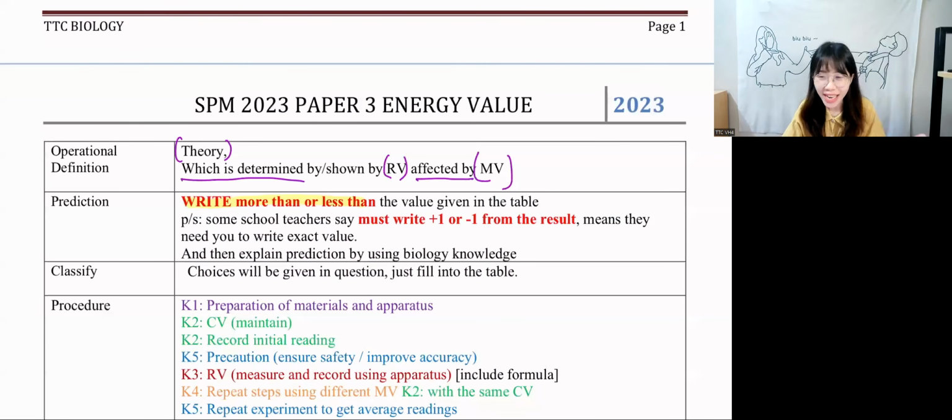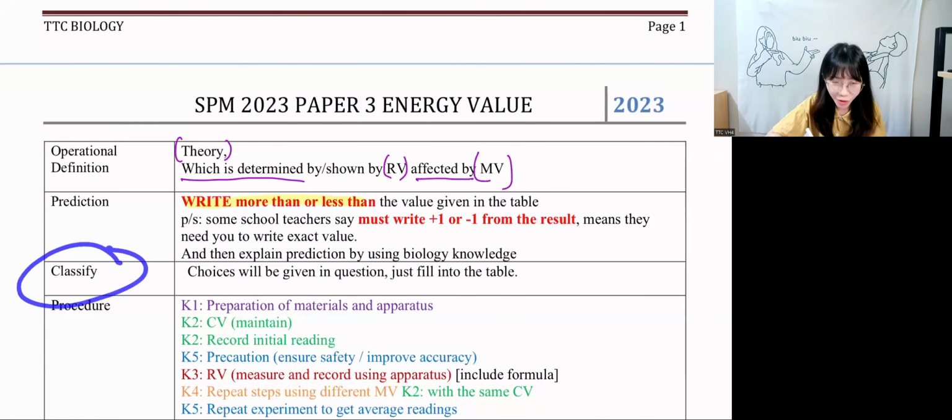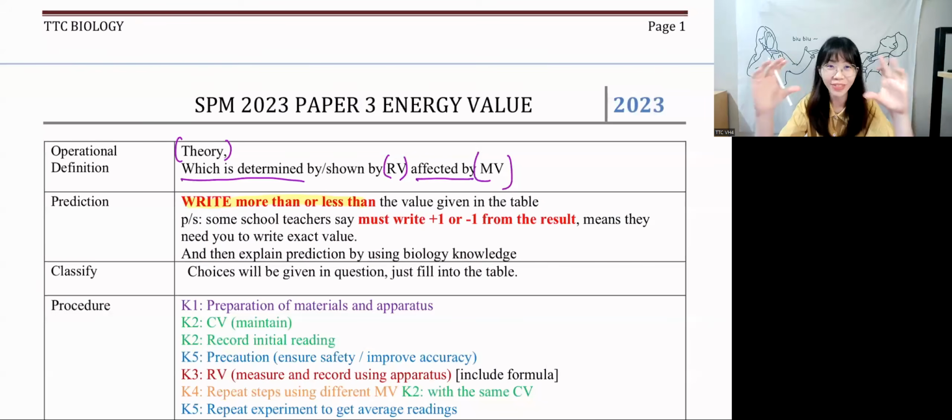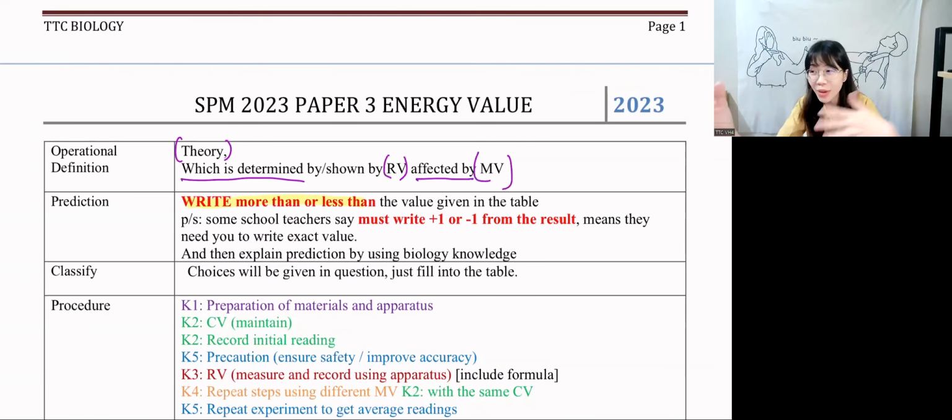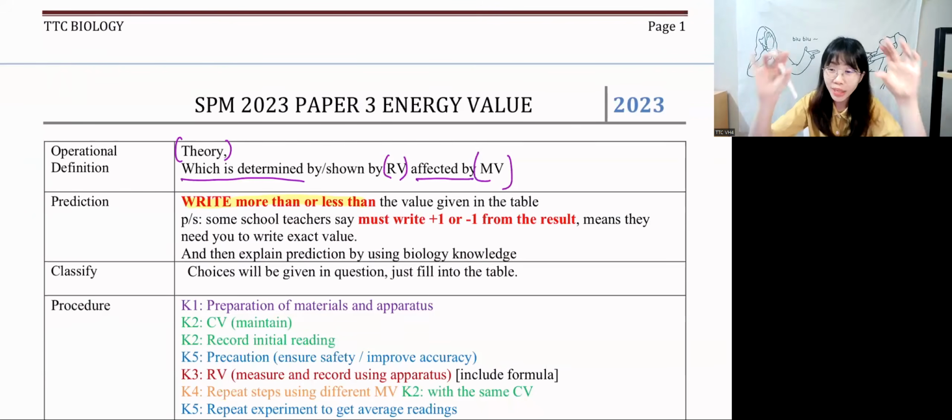Next, classification. Classifying usually refers to when they give you a choice. Maybe they give you apparatus and material, and ask you to identify which is apparatus and which is material. Or they ask you to classify which one is protein, which one is carbohydrate, which one is lipid. So it means they give you a choice.